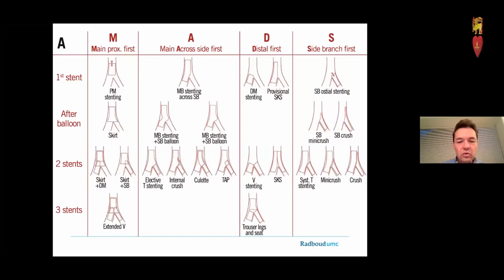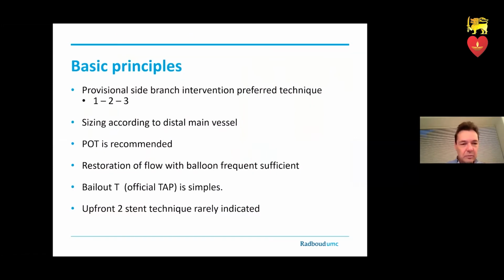So this is the whole schedule we have in the European Bifurcation Club, the MADS classification: main across first, distal first, side branch first. And you'll see in the recommendations of the Bifurcation Club, provisional is usually in the first three positions. It's provisional as step 1 or option 2 and option 3 every time you consider it. If you are going to look at different techniques, you will have to find a good indication, and we'll discuss shortly some examples of that.